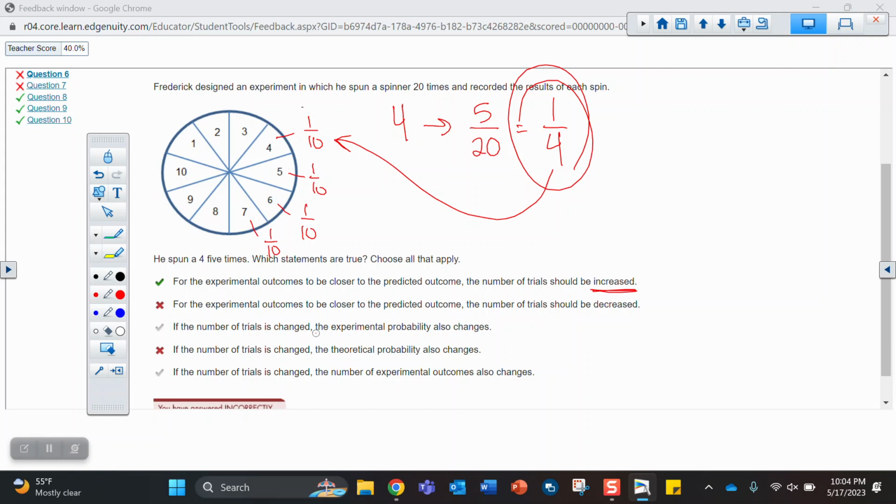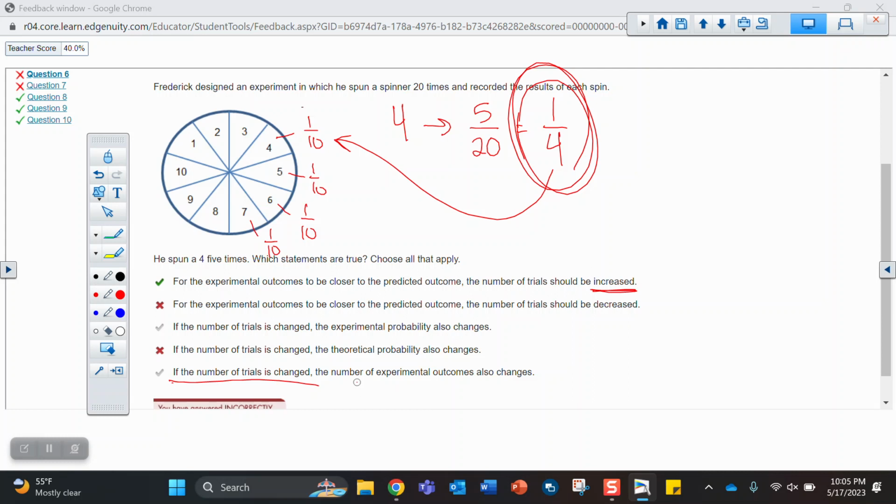If the number of trials is changed, the experimental probability also changes. Yep, absolutely. So if we spin it just one more time and it doesn't land on a 4, now that's 5 out of 21. So it's not 1/4 anymore. And I'm just reading the correct answers. If the number of trials is changed, the number of experimental outcomes also changes.